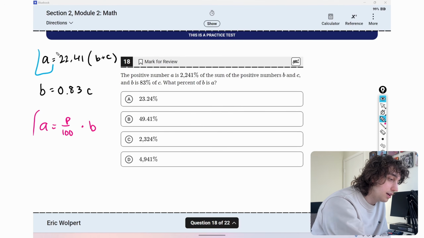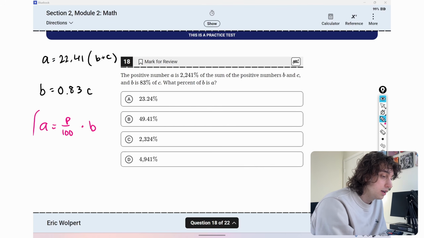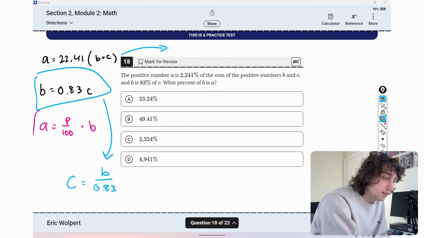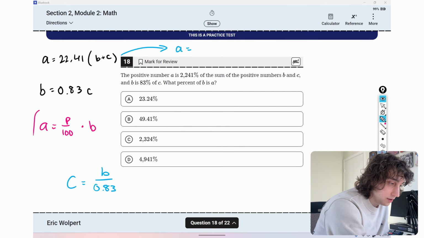So we want to keep A on its own, and we have that over there, but clearly we don't want C's. So I'm going to rearrange this so that we can solve for C. C equals B over 0.83. And then I'm going to substitute that in to this first equation. So A equals 22.41 times B plus B over 0.83.